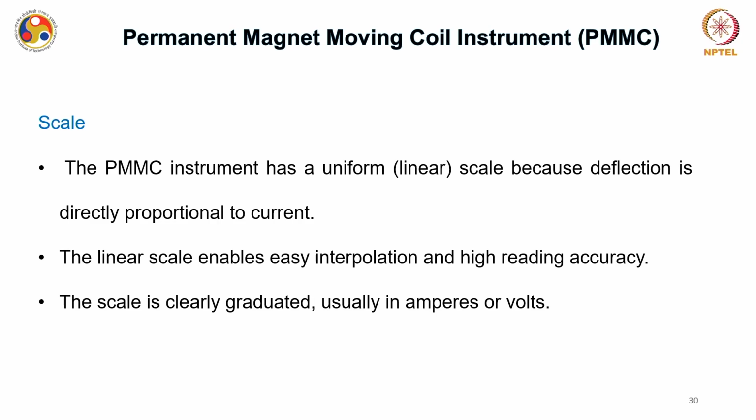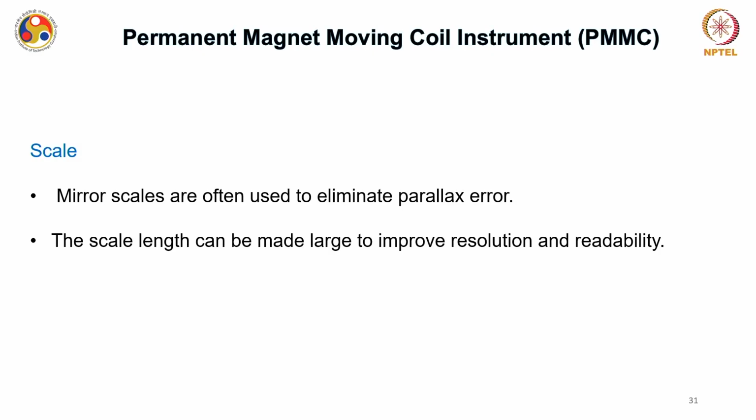Okay, the linear scale enables easy interpretation and high reading accuracy of the device. Okay, the scale is clearly graduated, usually for an ammeter in amperes or for voltmeters in volts. Okay, mirror scales are often used to avoid any kind of parallax error. Okay, the scale length can be made large to improve resolution as well as the readability of the device. Okay, so this is the basic construction of a PMMC instrument.